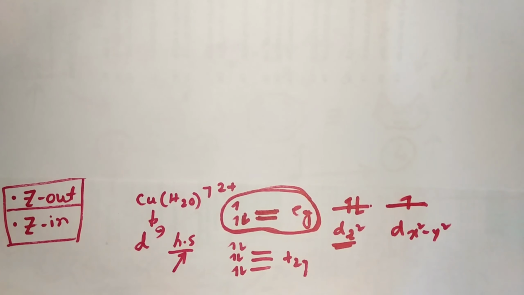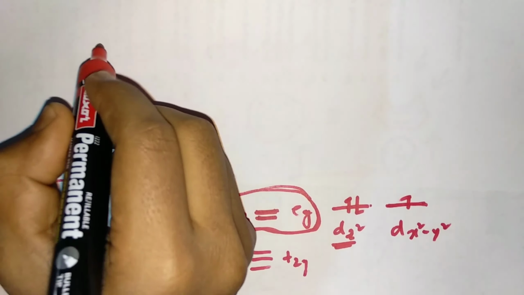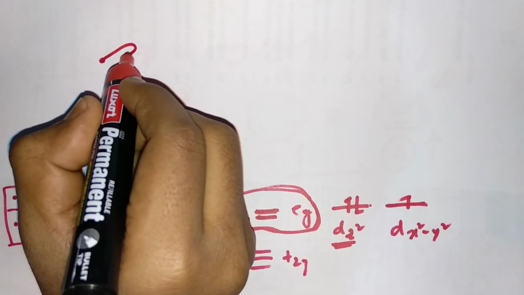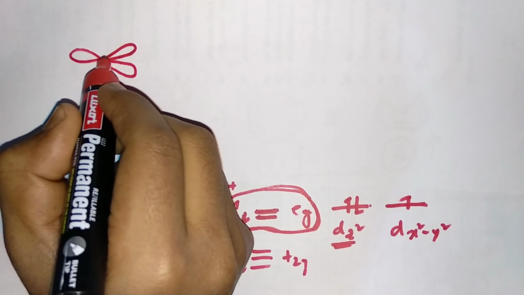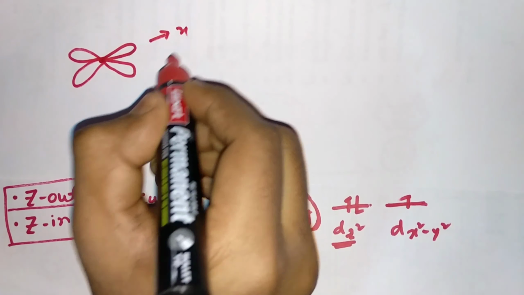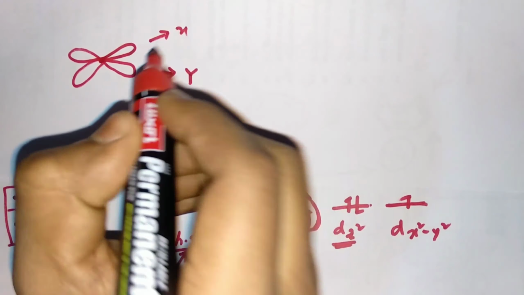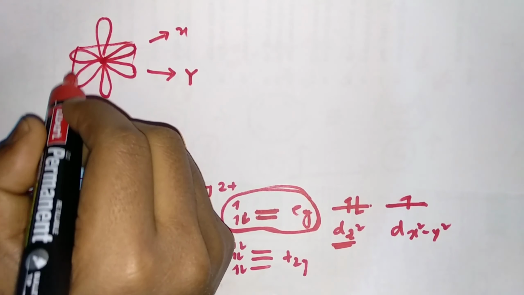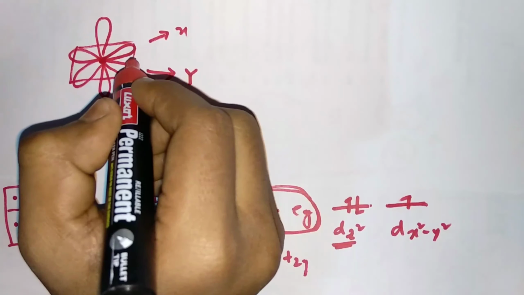Okay, now let's elaborate this by drawing the picture. Let's say the Cu atom is here, and this is the x-axis, this is towards the y-axis, and this is towards the z-axis. So this is all about the axes.